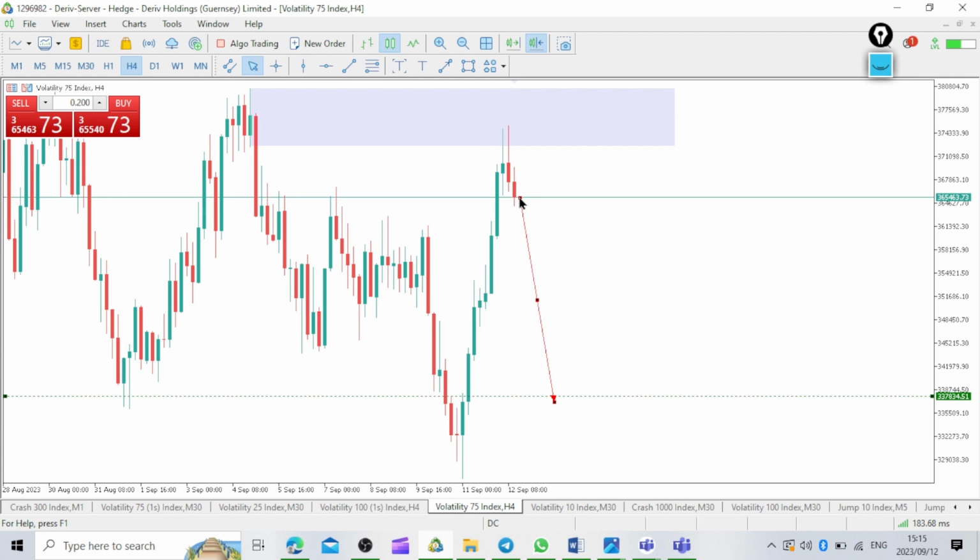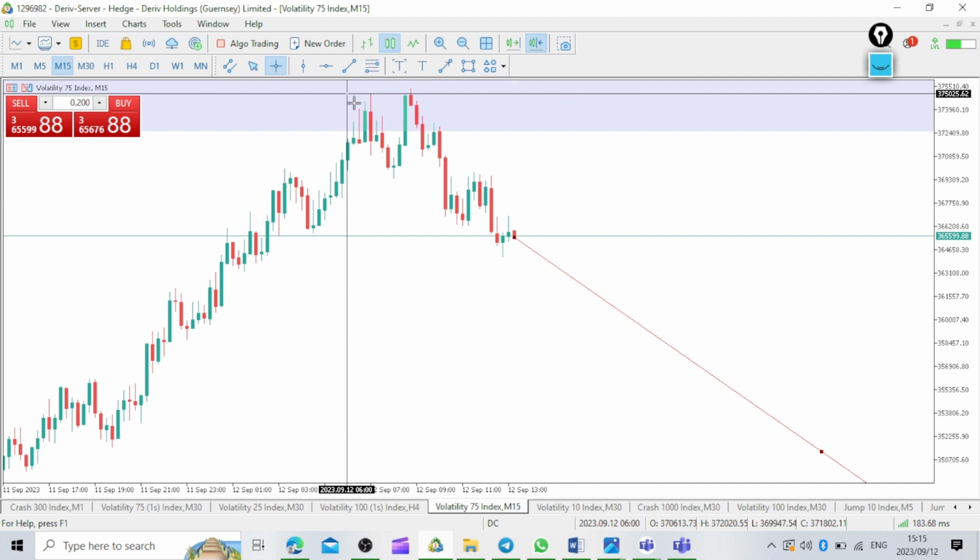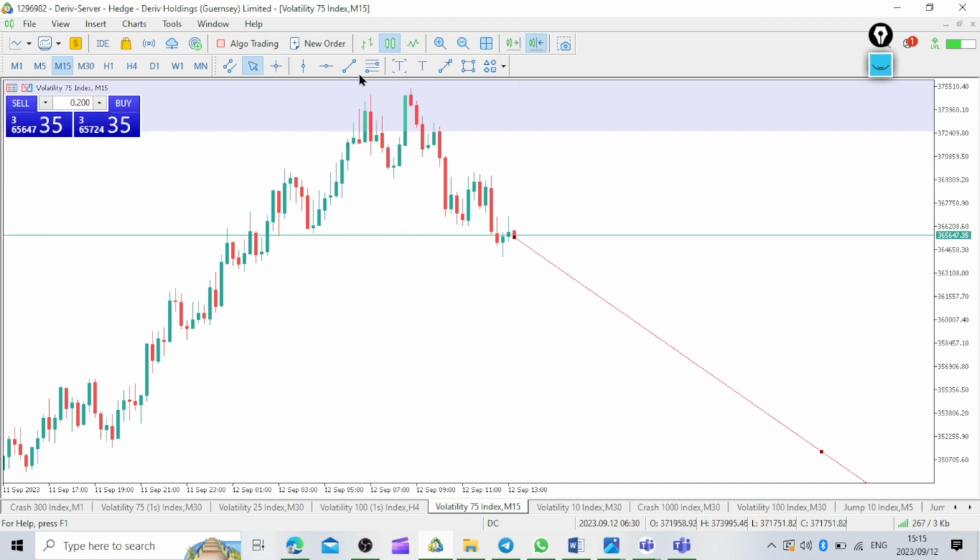Sometimes when price moves like this, it will then have to break the structure. If I come to the small time frames, like here, we had the break of structure. So here we already have a change of character at this part.